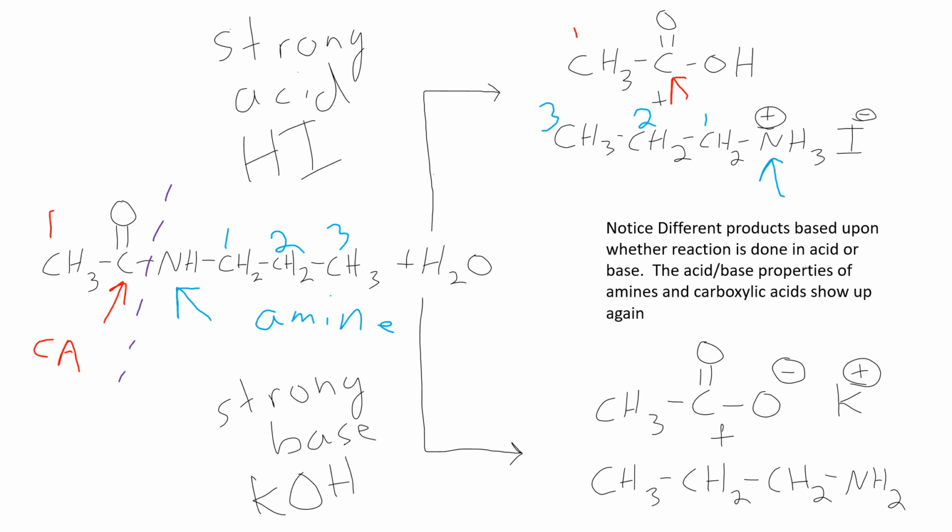Instead of forming the amine, I'm going to form the amine salt. Why am I going to form the salt version? Well, because I'm in strong acid. Amine plus strong acid is going to give you not the free amine, but instead the amine salt, to go along with my carboxylic acid. So when you break down an amide using water and a strong acid, you will get a carboxylic acid and the amine salt.